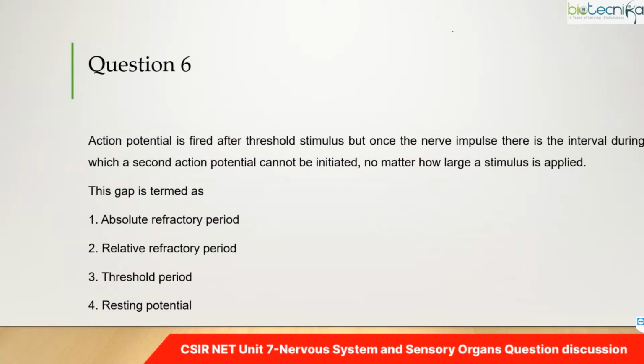I think I have a few more questions. Question 6, this is a part B question. An action potential is fired after a threshold stimulus, but once the nerve impulse has been generated, there is an interval during which a second action potential cannot be initiated, no matter how large a stimulus is applied. Can you all tell what this gap will be termed as? I just explained absolute refractory period and relative refractory period, right? We just saw it in some of the questions. Can you all try and tell me?